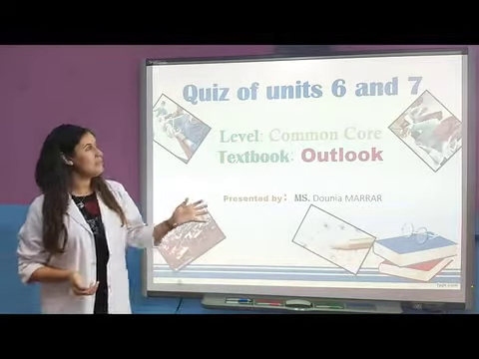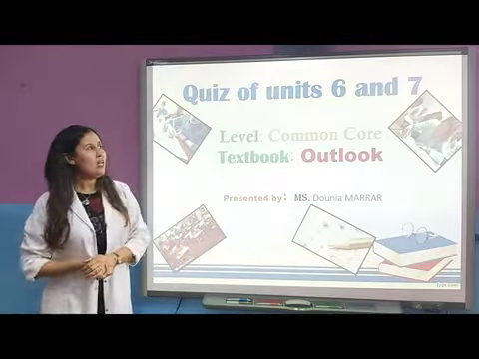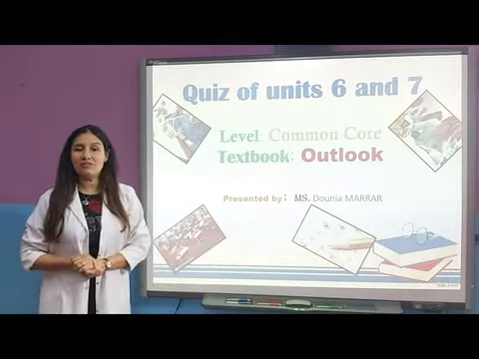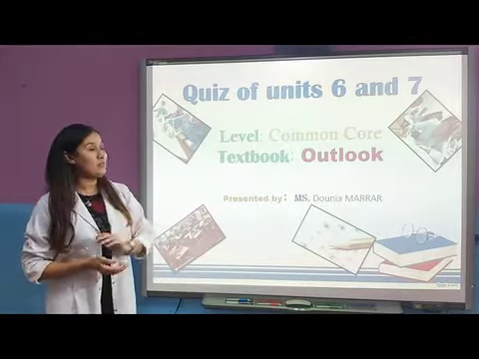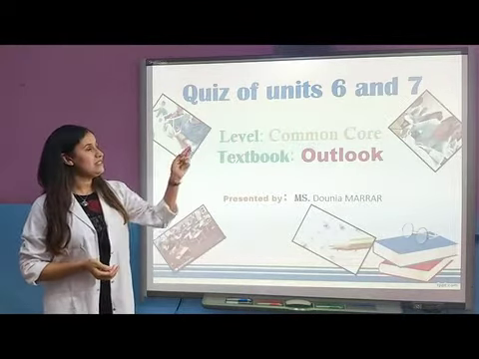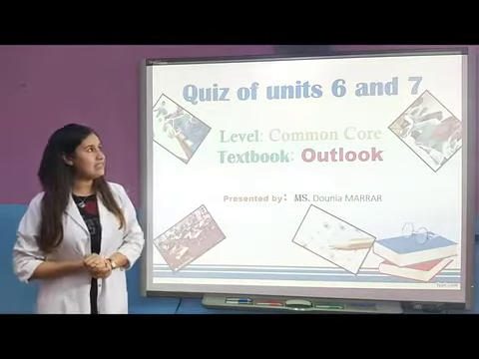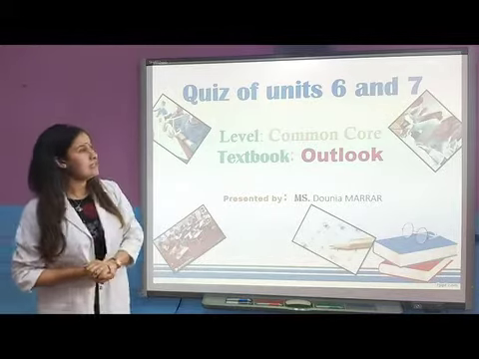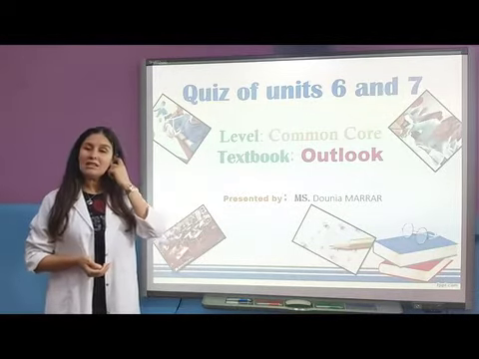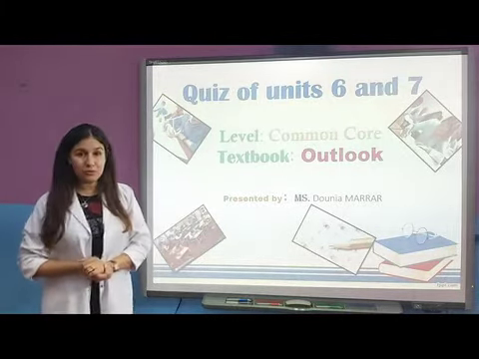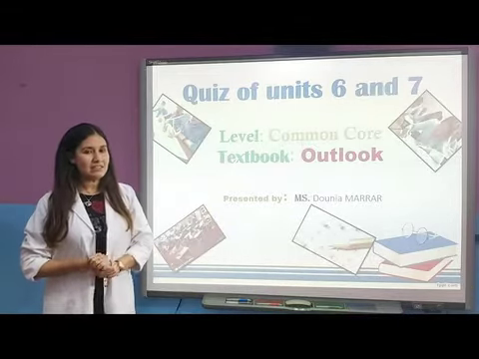Today, as you can see on the screen, we will have a quiz of 2 units of your textbook Outlook, and these units are 6 and 7, that is to say, health and hobbies. Actually, the target level is the Common Core students, so let's start.